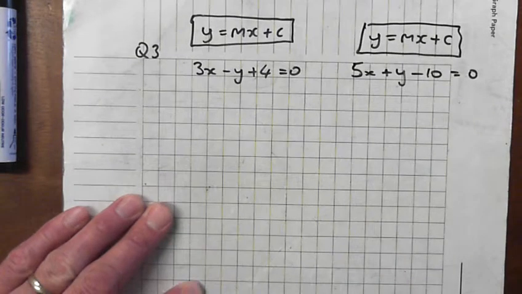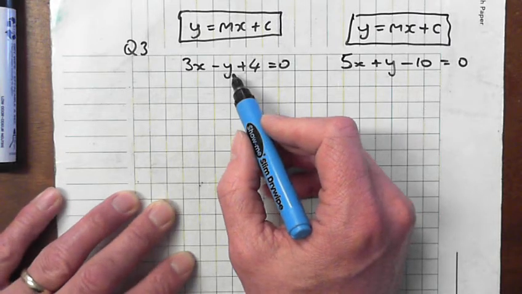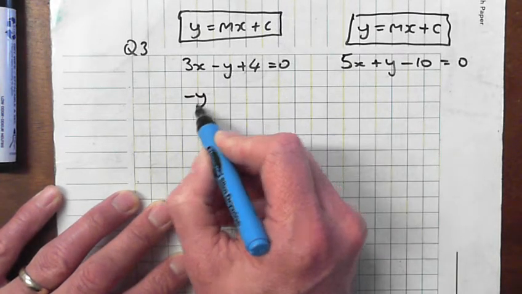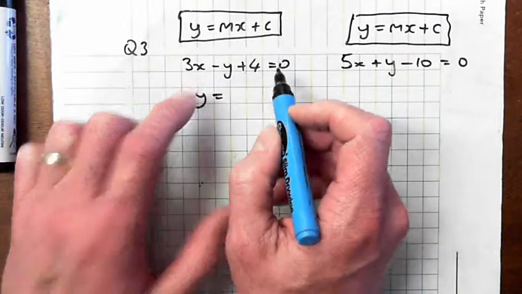Right, we'll have a look at this one. So, first of all, you leave y on the left hand side on its own. So that's minus y equals. The x must come next.